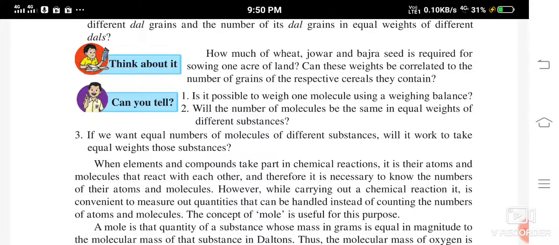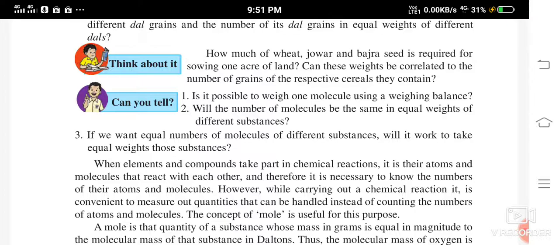No. If we want an equal number of molecules of different substances, will it work to take equal weights of those substances? Okay, see, when elements and compounds take part in a chemical reaction, it is their atoms and molecules that react with each other. So what's going to happen? In the above case, the number of molecules of different substances are going to be different, right?